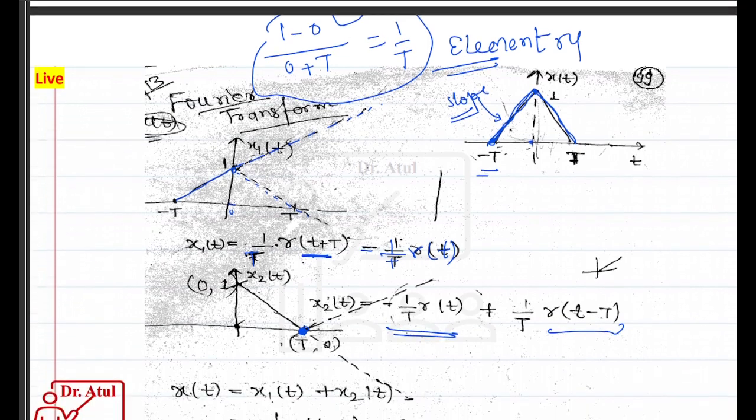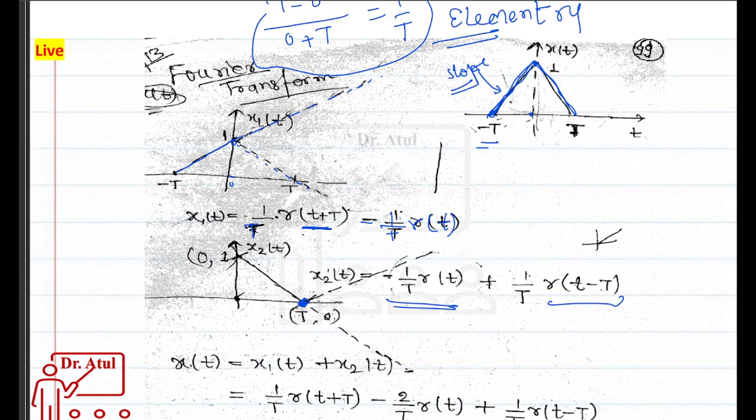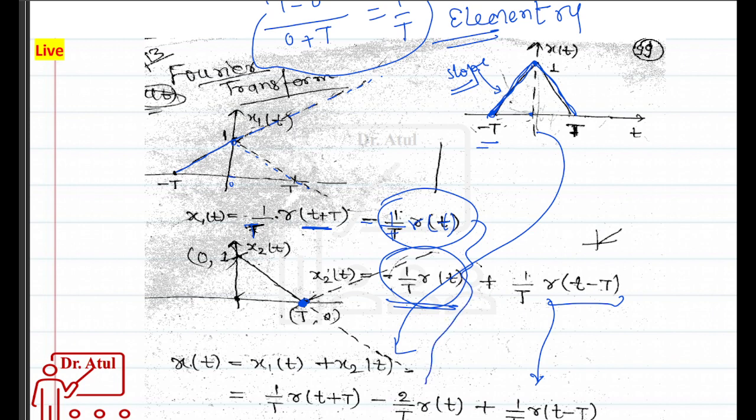In this way, the complete signal can be represented by 1 upon T r(t plus T) minus 2 upon T r(t) plus 1 upon T r(t minus T). So the total signal can be represented by this.